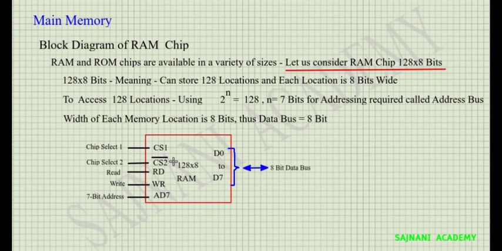Once chip select 1 and chip select 2 are 1 and 0, or valid, then if we have a read signal, the RAM IC will read data from the location and put the data onto the 8-bit data bus. If the write signal is enabled, then whatever address is mentioned on the address lines, this 8-bit data will be written into the RAM location. The address is represented here as AD7, which are the address lines.